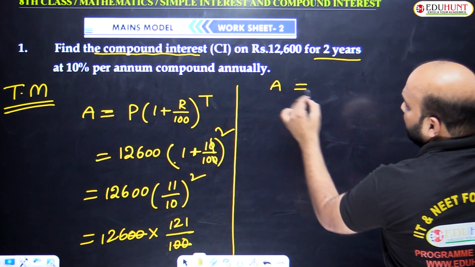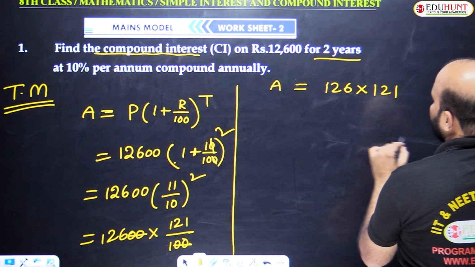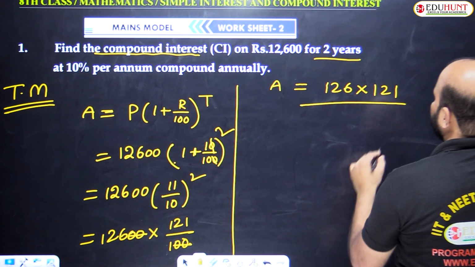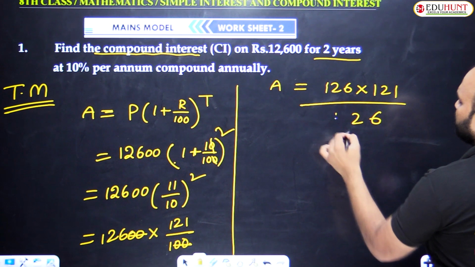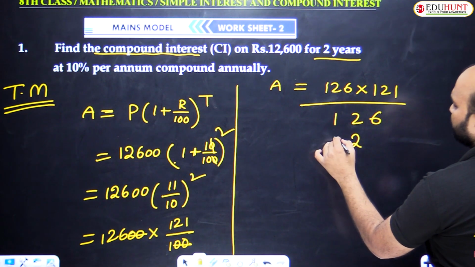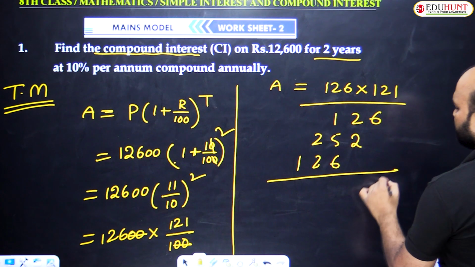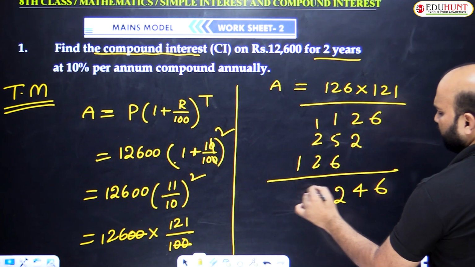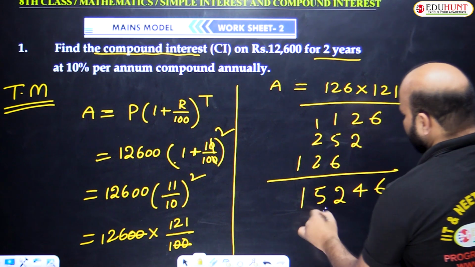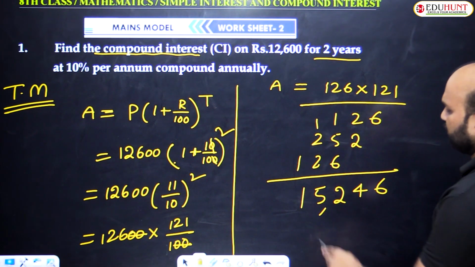What is the amount value? 126 into 121. What is the total? 1s are 6, 2s are 2, 1s are 1, 6 4 12, 1 carry 5 1. 15,246. 15,246 is the amount value, A value.